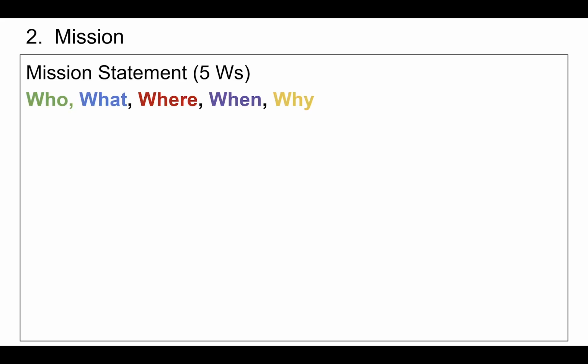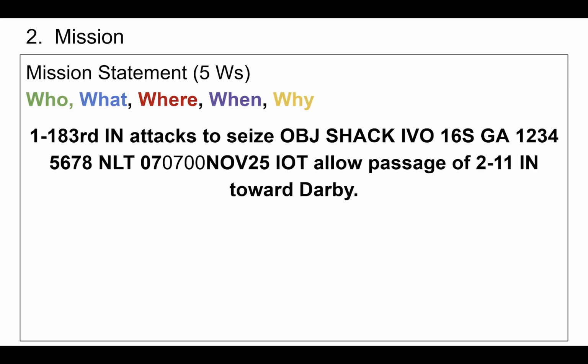Next, we're going to go through mission. The mission is literally a simple statement. That's all. It doesn't have to get any more complicated than that. It's a who, what, where, when, and why. For example of the company operations order, this is going to be the 183rd Infantry attacks to seize. That's the task. Objective shack in vicinity of whatever grid.